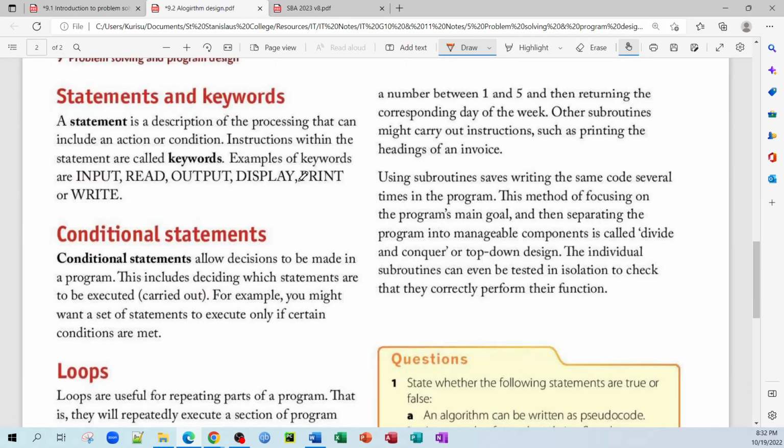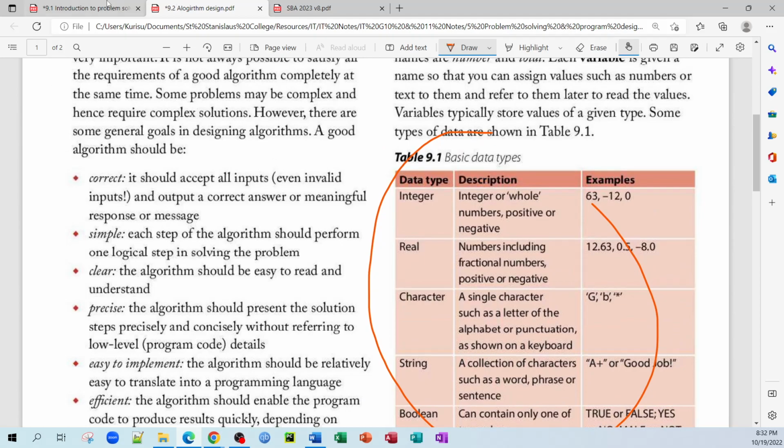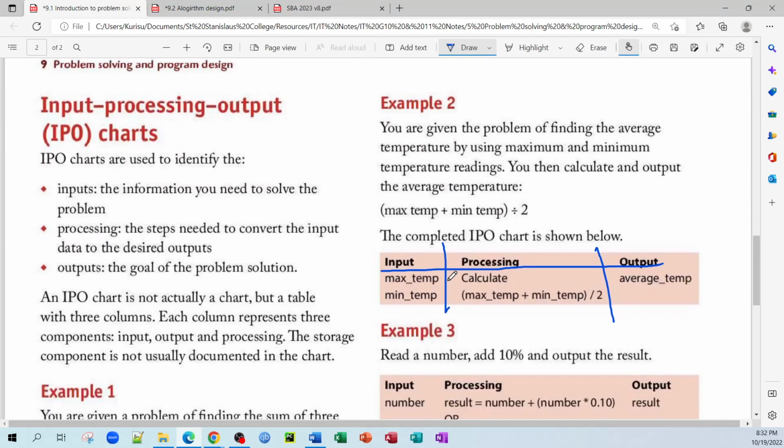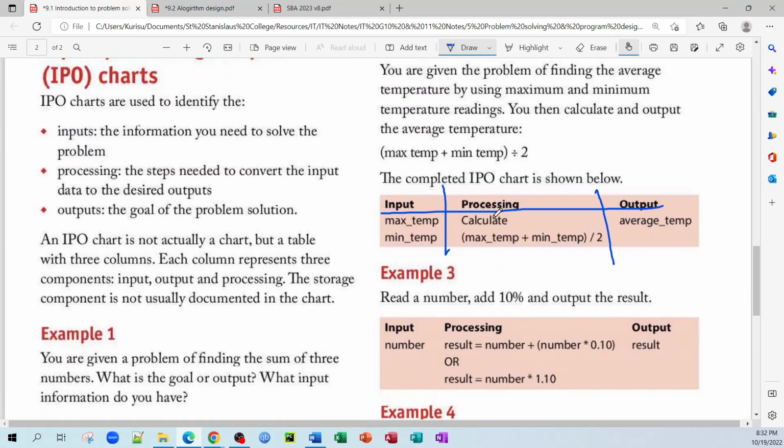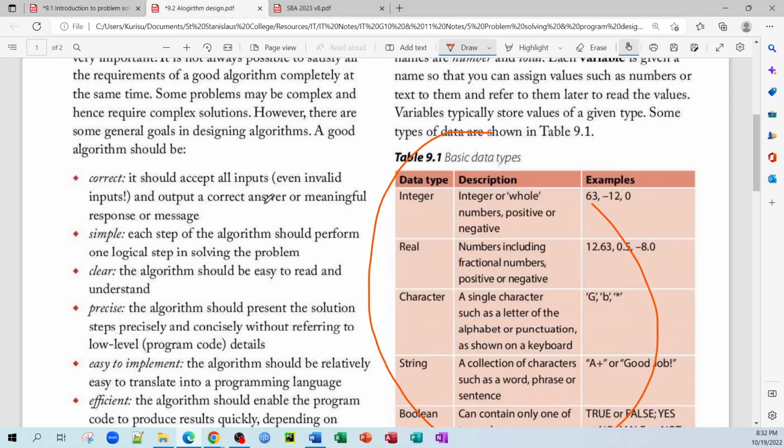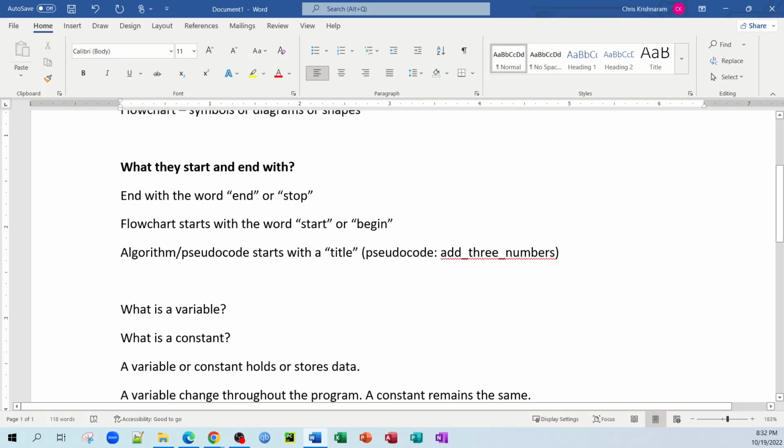Now today we're going to be looking at, after you would have designed that IPO chart, that is where you're going to start creating your pseudocode for your program in SBA. So I'm going to be showing you how to create a pseudocode.